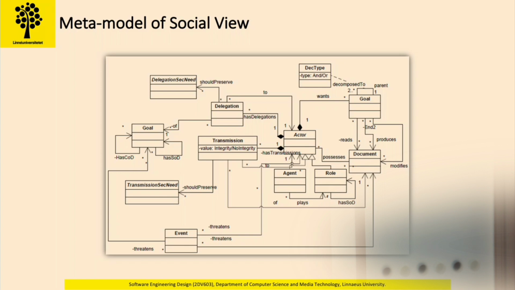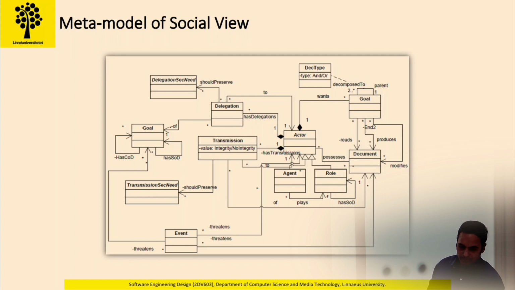Then each actor might have multiple goals. These goals are basically objectives or actions, and each goal might have multiple documents or information that are accessed, produced, revised, deleted, or modified. Then actors also transmit information or data. Actors delegate duties or goals, and there might also be multiple events related to actors and to goals. These events are basically threats or risks in the scenario.